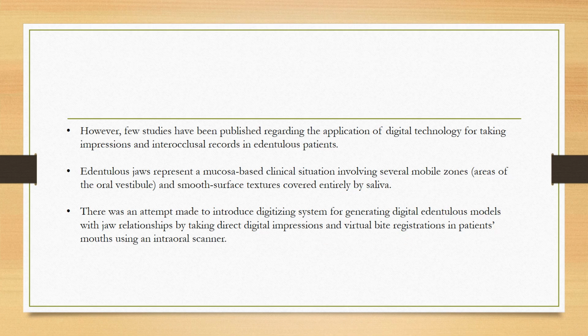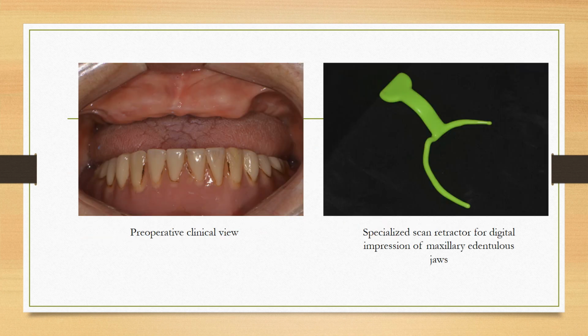So we can do bite registration, we can take impressions, we can do scanning. Okay, so this is one example. You can see for the upper arch, we are fabricating a complete denture, the upper single denture. This is a pre-op clinical view from the patient's mouth. This specific thing is known as a scan retractor. This is used to put in the maxillary edentulous arch.